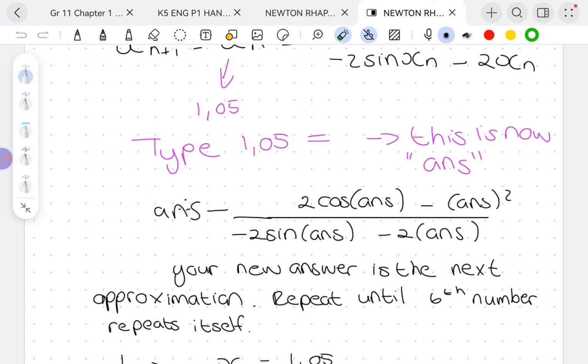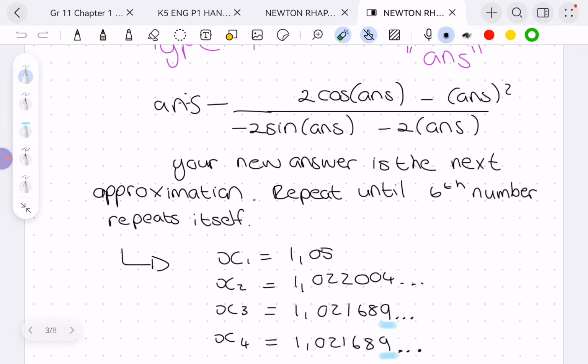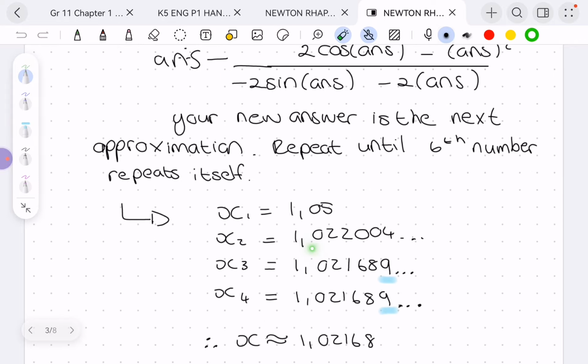When you press equal, you will get a new answer. You're going to get 1,022004, which is already much closer to the actual value than this 1,05. Since they said I need to round off to 5 decimal places, I'm going to round up to 6. They're asking for 5, but I'm going to go until the 6th one starts to repeat.